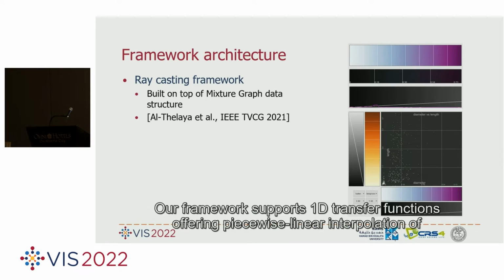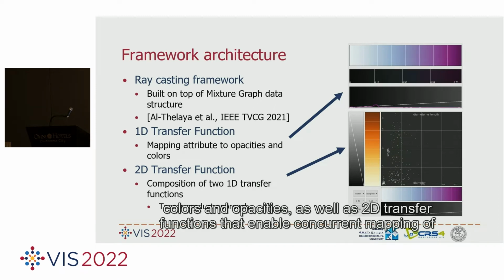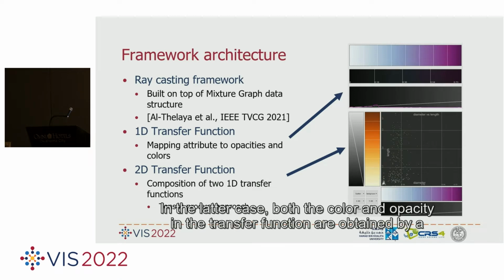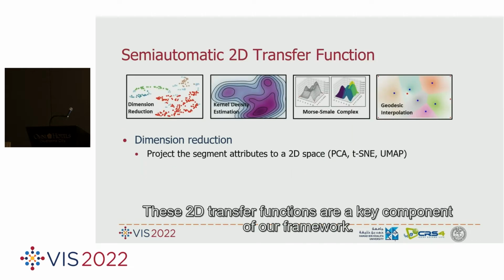On top of our mixture graph rendering framework, we created various widgets to support the spatial analysis of volumes. Our framework supports 1D transfer functions offering piecewise linear interpolation of colors and opacities, as well as 2-dimensional transfer functions that enable concurrent mapping of 2 different attributes. In the latter case, both the color and opacity in the transfer function are obtained by a bilinear tensor product of 2 one-dimensional transfer functions. These 2-dimensional transfer functions are a key component of our framework.